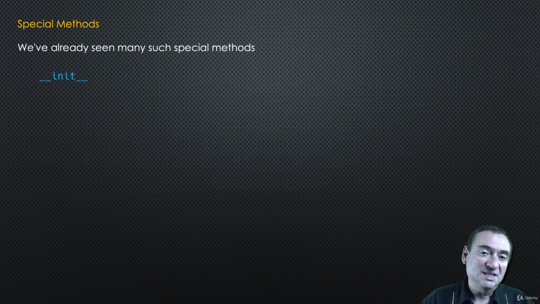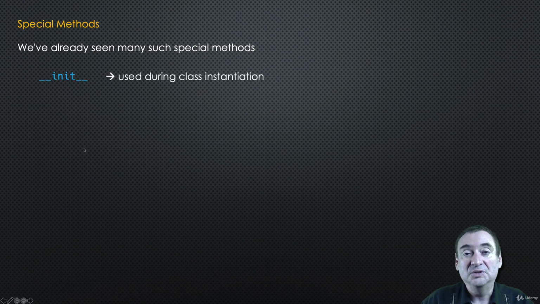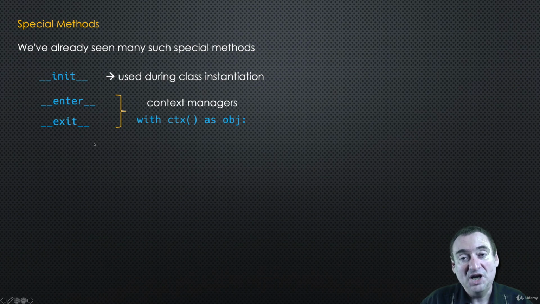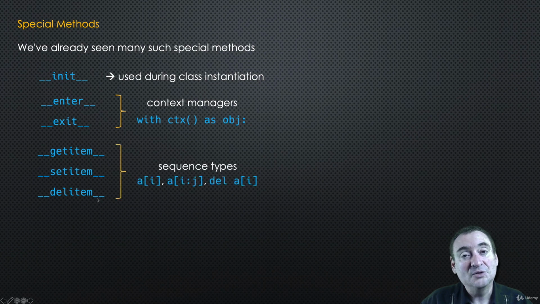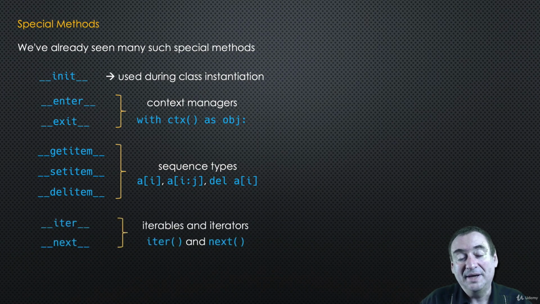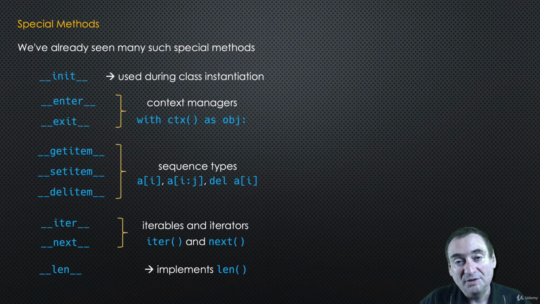So special methods, we've already seen a lot of them throughout this series. For example, the dunder init, as we saw earlier in this course, is used during class instantiation. Now we also have, for example, the dunder enter and dunder exit methods. Those are used for context managers. Now we also have the dunder get item, dunder set item, dunder delete item, and again, those are for implementing sequence types, for example. We also have the dunder iter and the dunder next. That's for implementing iterables and iterators. Then we have the dunder len method, for example. That's for implementing the len function that Python has. We also have, for example, the dunder contains method. We can use that to implement the in operator. So we can use all these special methods in our own classes to provide functionality that Python can then use.